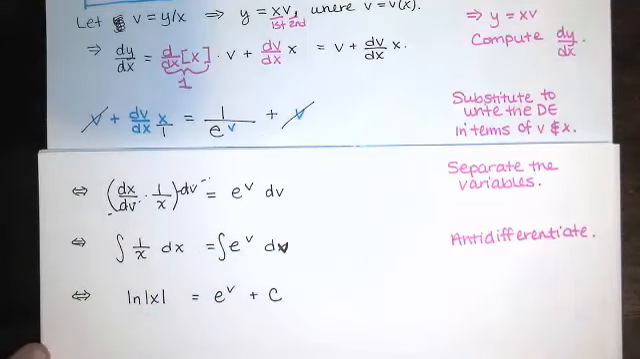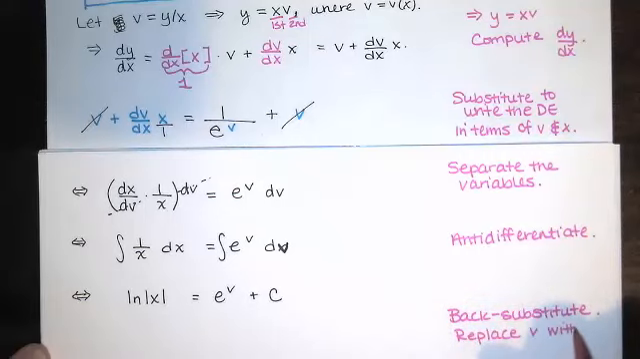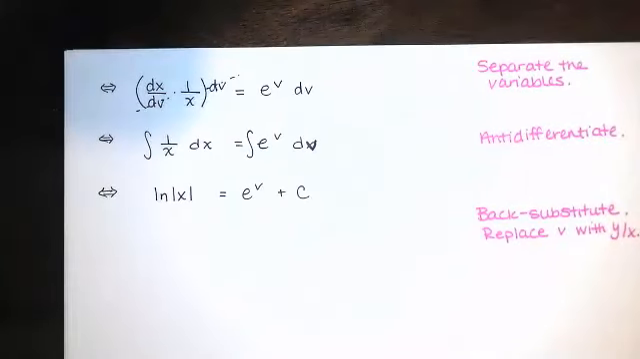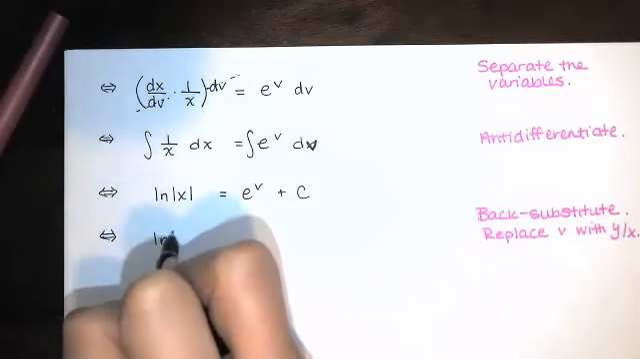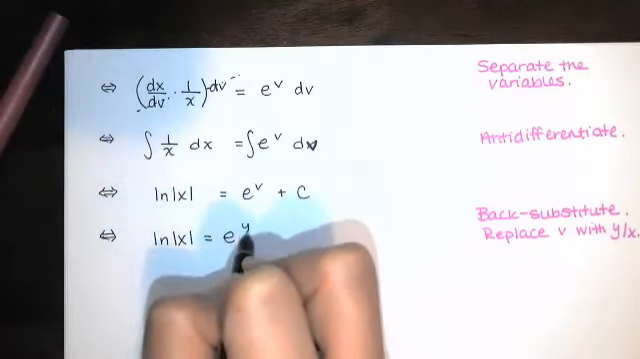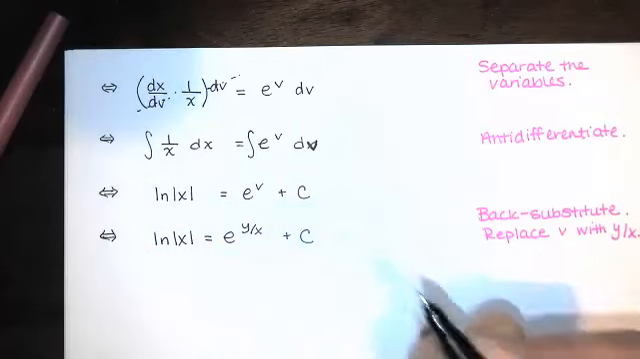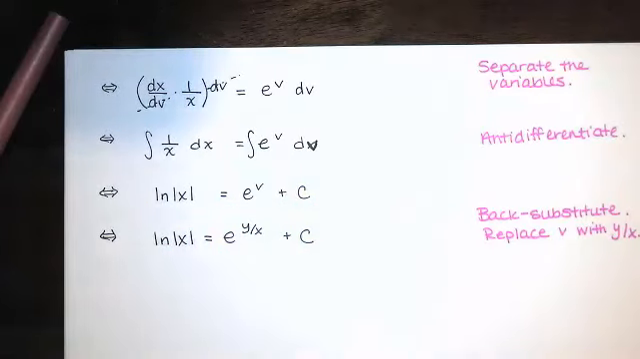And then we need to back substitute to write our answer entirely in terms of y and x, not v and x. V is just something we made up so that we could solve the differential equation. So we need to replace v with y over x. And then if possible, we would solve for y. I think it is possible to solve for y this time.